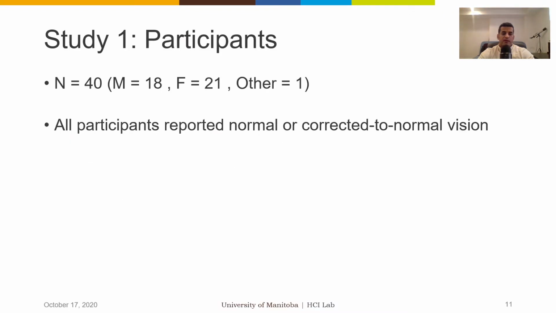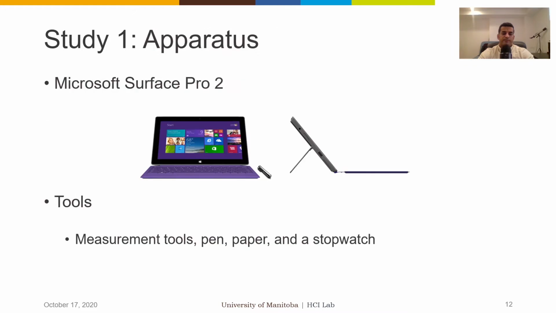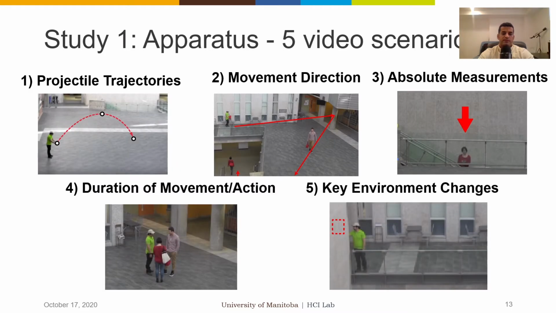In Study 1, we recruited 40 participants. They were randomly assigned to either the situated or non-situated condition. All participants reported normal or corrected-to-normal vision. Microsoft Pro 2 was used in both situated and non-situated conditions. Participants in both groups were provided tools that helped them to answer the analytical tasks.